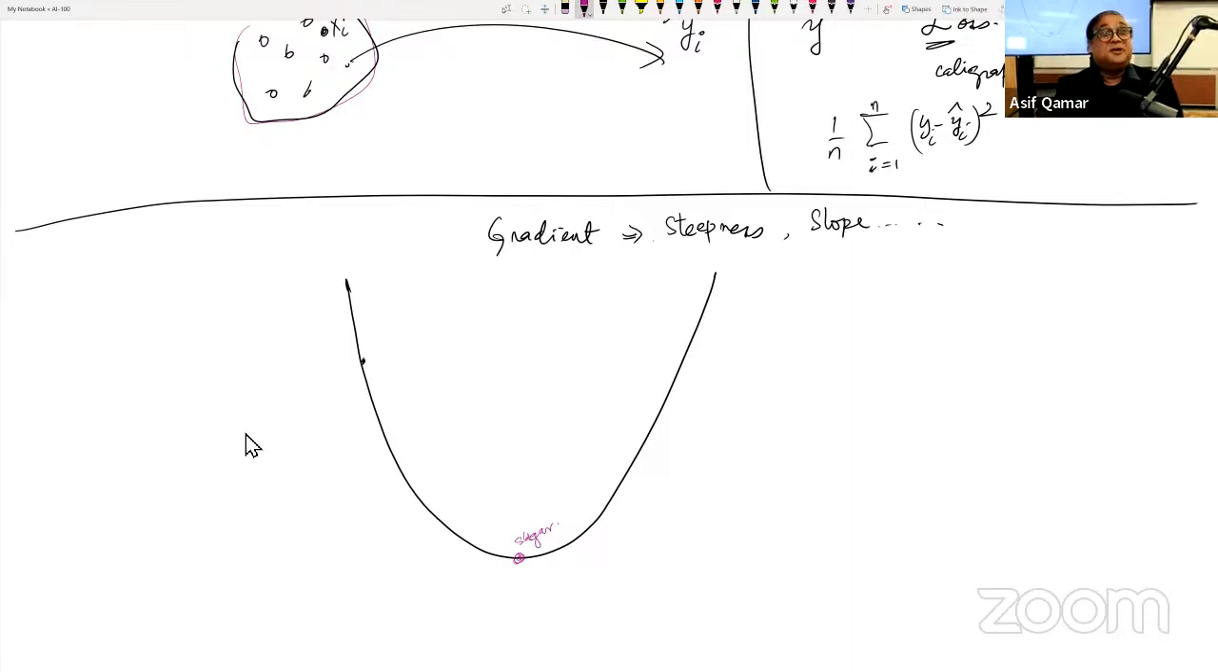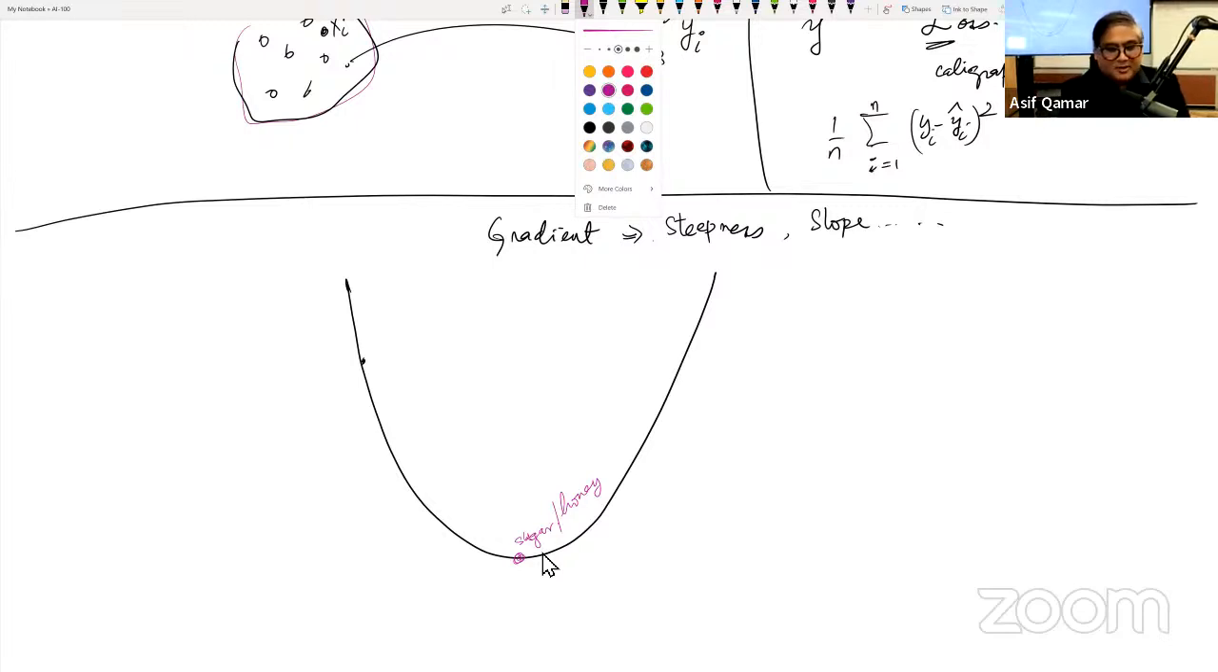You want to get to the sugar. You can smell it somehow. Or honey is there, sugar, honey is here. And you need to get to this sugar or honey as quickly as you can. What would you do? From here, what is the best path that you can take?